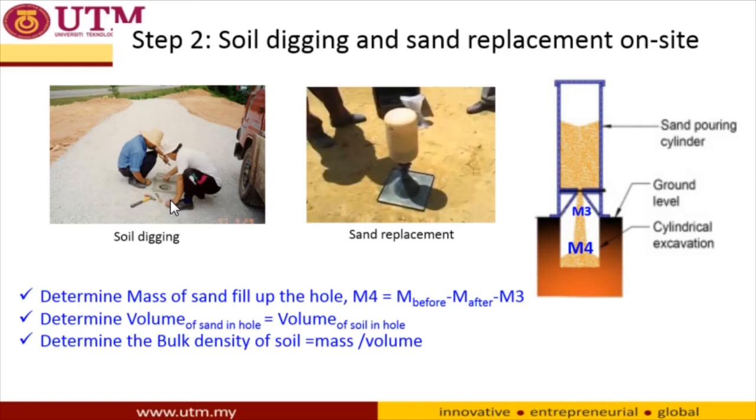Then, the sand pouring cylinder is placed over the hole, and the sand is allowed to fall into the hole until it is full. The weight of sand that fills up the hole is then noted as M4. Then, the volume of sand is calculated, which is similar to the volume of soil excavated from the hole. And finally, we can calculate the value of bulk density of soil.